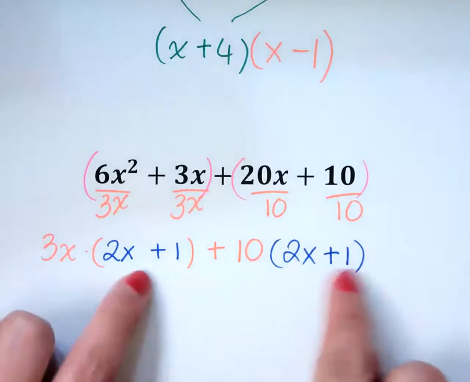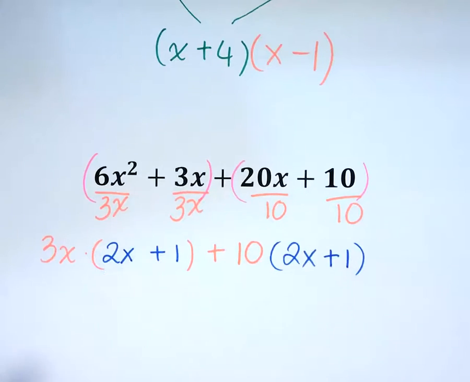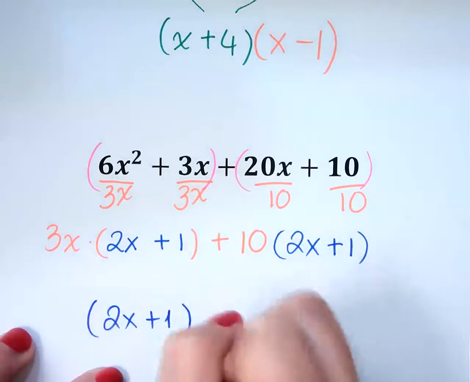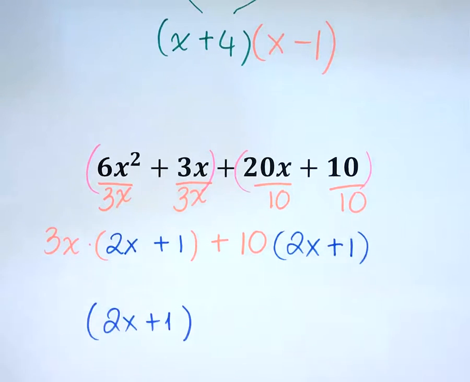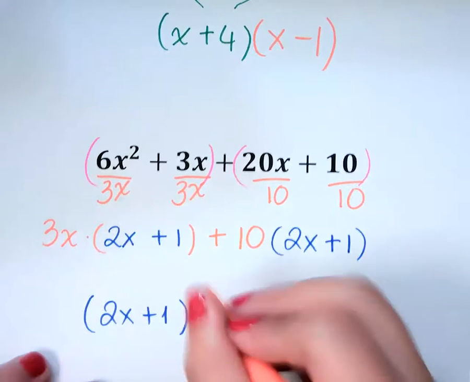So now we see the 2x plus 1 match, right? They both share the 2x plus 1 as a factor, the common factor. So let's put the 2x plus 1 outside. And then we're going to group the other 2 that don't share. The 3x plus 10 together.